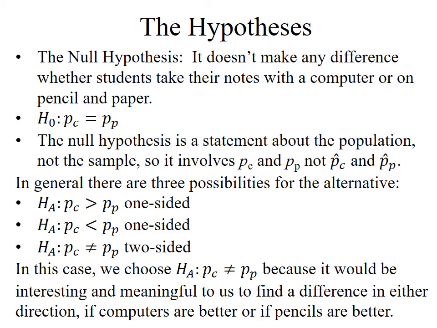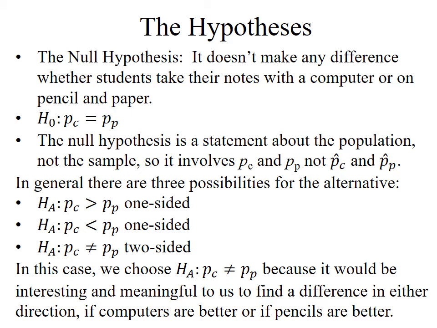For our alternative hypothesis, in general, there are three possibilities. It could be that the computer takers get a higher proportion than the pencil and paper takers, or vice versa, or that there's simply a difference between them. That would be a two-sided alternative hypothesis. In this case, the logical thing to choose is just that there's simply a difference.